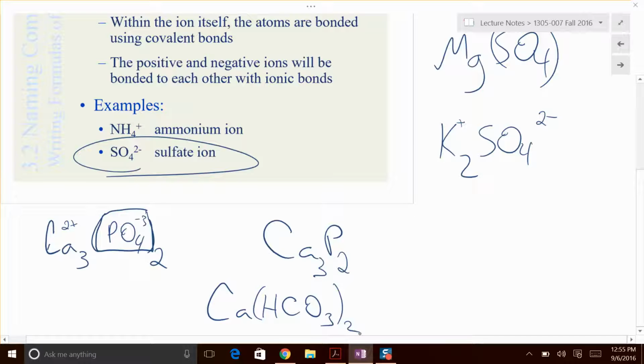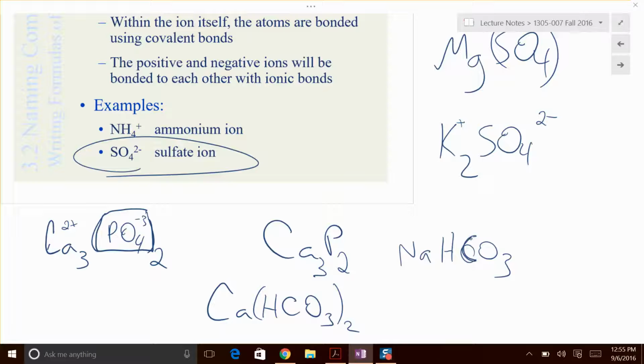Here is a polyatomic ion. Its name is bicarbonate. Calcium bicarbonate. I'm sure you've heard of sodium bicarbonate. That's the stuff you use when you bake your cookies. It's called baking soda. Sodium bicarbonate would be NaHCO3. Sodium bicarbonate, baking soda. But this is what you have.